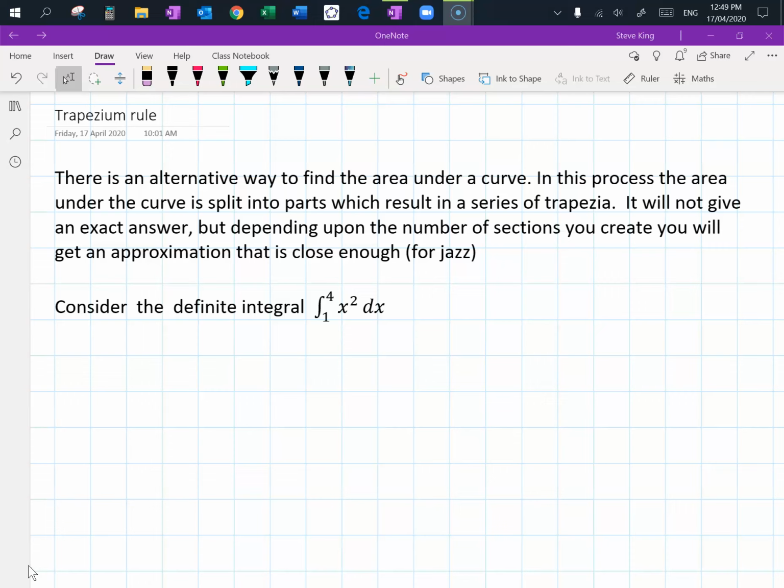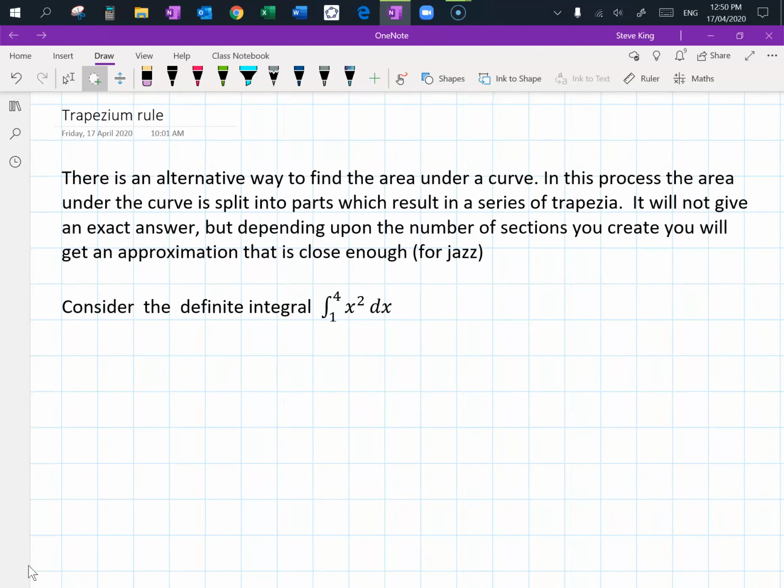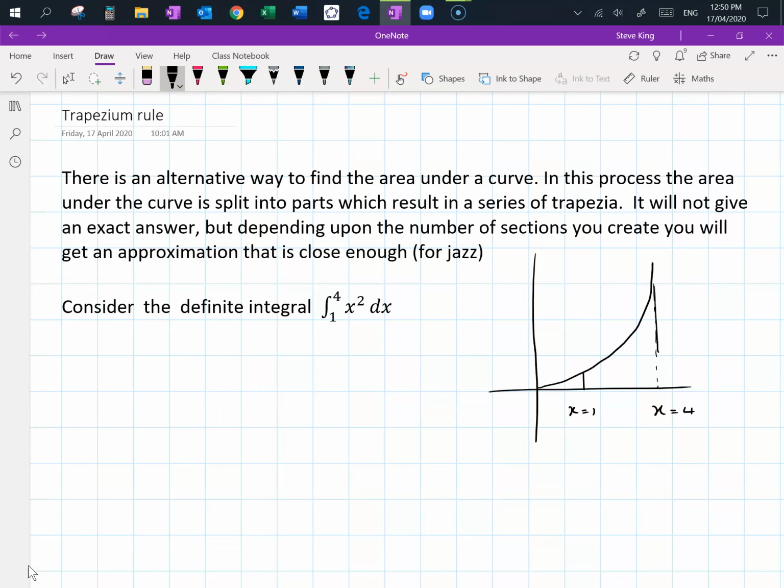So let's consider the definite integral of x squared between 1 and 4 dx. If we think about this graphically, we're going to have our curve going something like this. And for argument's sake, let's say that this is the point where x is 1, and this is the point where x is equal to 4. And we want to find the area underneath that curve. We want to find this shape in here, that space in there.